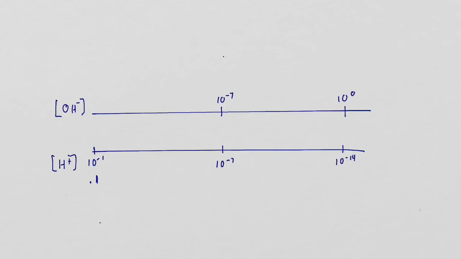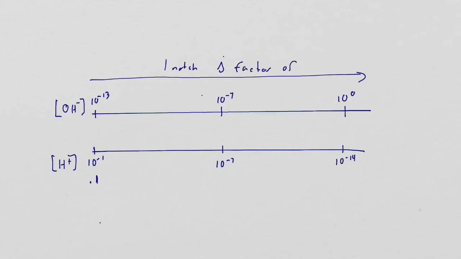If the H plus concentration is 0.1 or 10 to the minus 1, the OH minus concentration is 10 to the minus 13. Now what you really want to understand is what it means to move a few notches on the scale. So if I'm going in this direction here, every time I move one notch, I change by a factor of 10. If I move 2 notches, it's 100. 3 notches, 1,000. That's why it's a logarithmic scale.